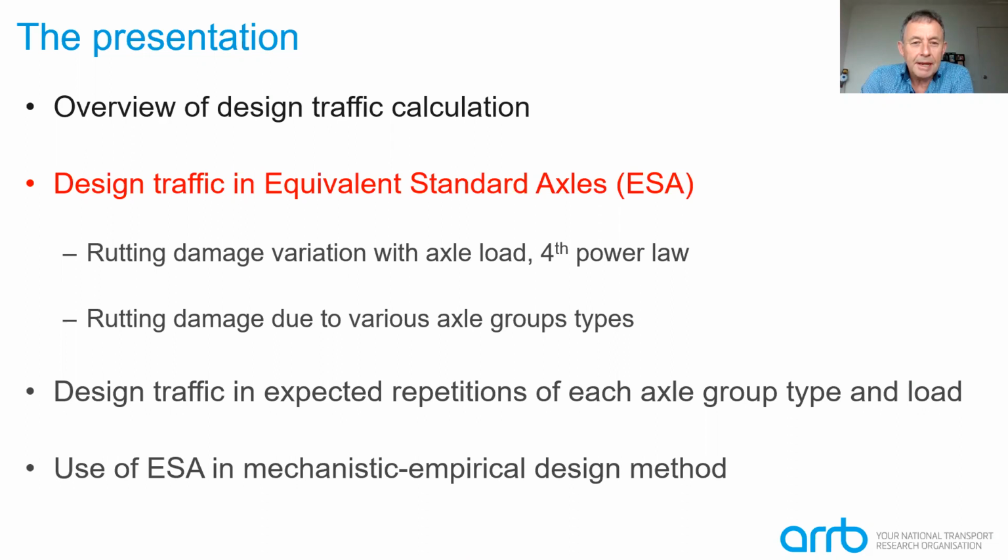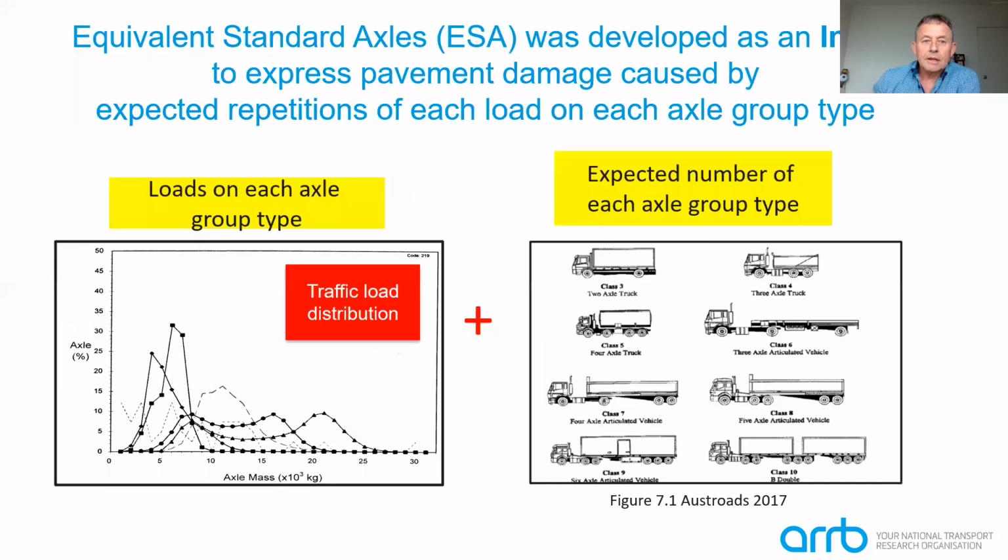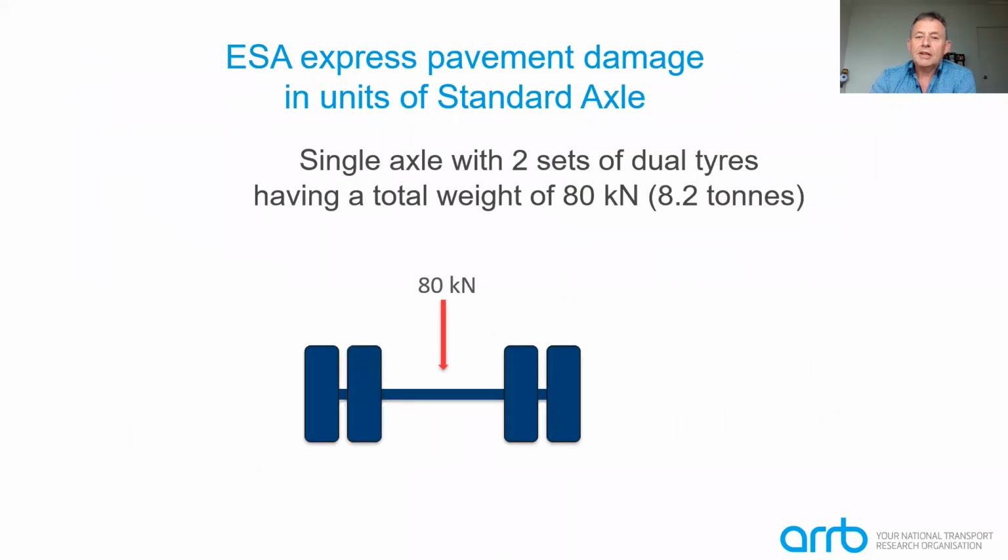First off, I'd like to explain some details about this term equivalent standard axles. As I mentioned, it relies on the fourth power law and also standard axle group loads, and I'll explain that. The equivalent standard axles, or ESAs, was developed as an index of loading to express the damage caused by all these axle group loads of various axle group types. So ESA isn't a physical entity itself, it's an index of loading. It enables you to look at the combined damage of different axle group loads and types, and it expresses that damage in terms of equivalent passes of a standard axle.